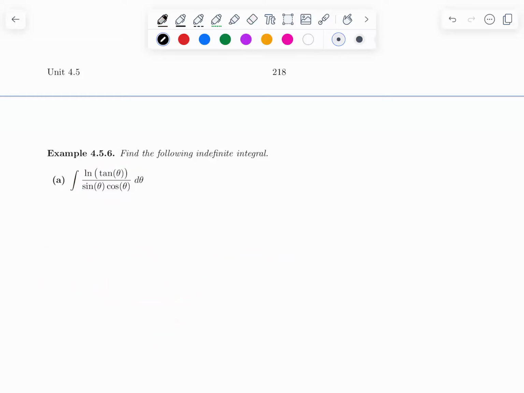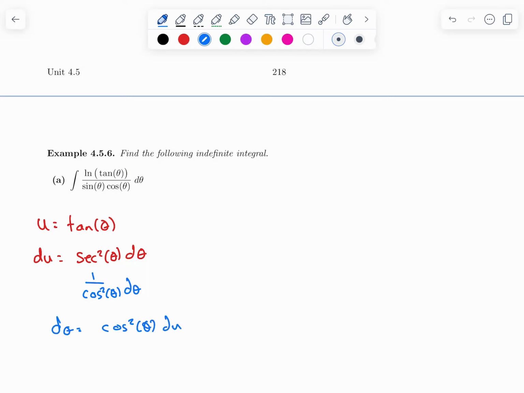So a better option, we could try the natural log of tangent of theta. We can try the inside. Let's try u equals tangent of theta. This also isn't going to work, but let's try it. If u is equal to tangent of theta, then du is equal to secant squared theta d theta. I don't see any secant squared, but I do know that secant is 1 over cosine. So I could write this as 1 over cosine squared theta d theta, so that d theta is equal to cosine squared theta du. And so let's see what happens. This becomes the integral of natural log of u divided by sine theta cosine theta times cosine squared theta du. We get a little bit of cancellation, but not all of it. We'll have ln of u over sine theta du, and it doesn't work out.